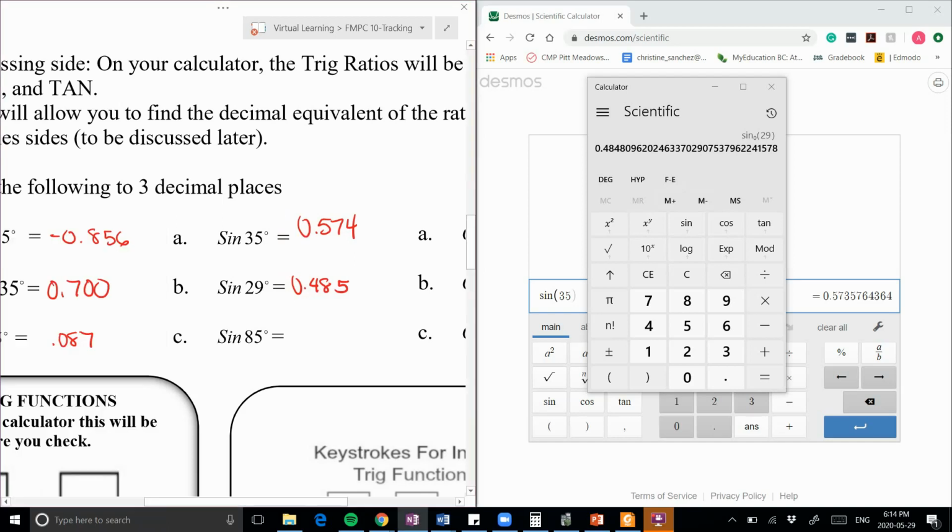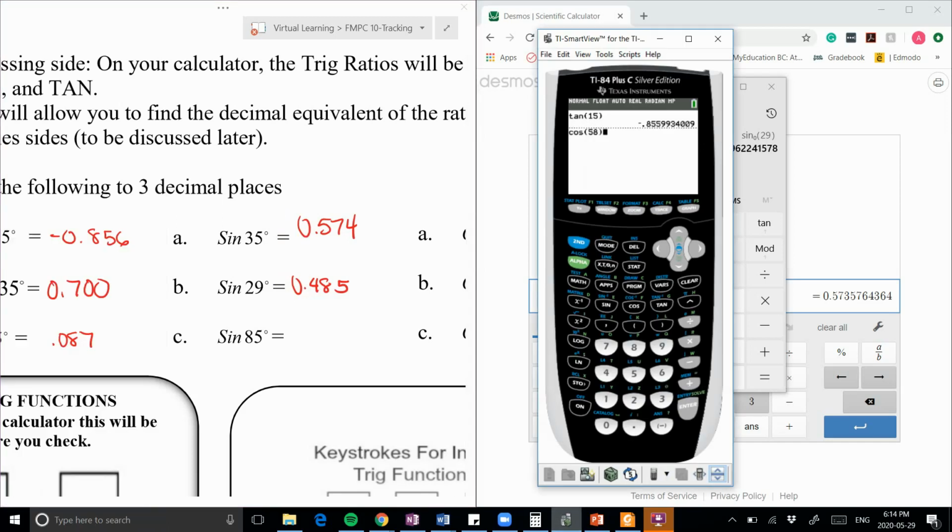Sine 85. So let's go try our scientific calculator here. This one, similar to the other scientific calculator we were using, we're going to go sine 85 and close off that bracket. Press equals. Negative 0.176. And because that's a 0, that 6 is going to stay as a 6.